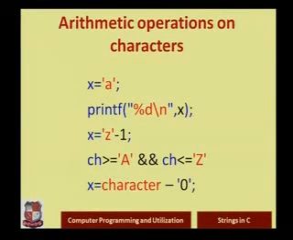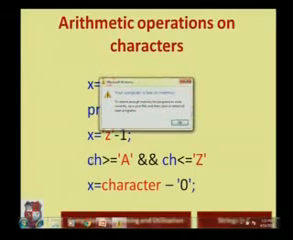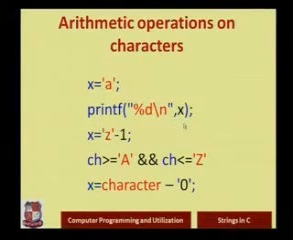Okay, now this is a very important concept that we must try to understand: arithmetic operations on characters. Now when I am writing a single character, x = 'a', that single character value that I am assigning, each character has some equivalent integer value. This integer value is our ASCII value. So when I am writing x = 'a', the ASCII value of 'a' will be considered in any arithmetic operations that I perform.